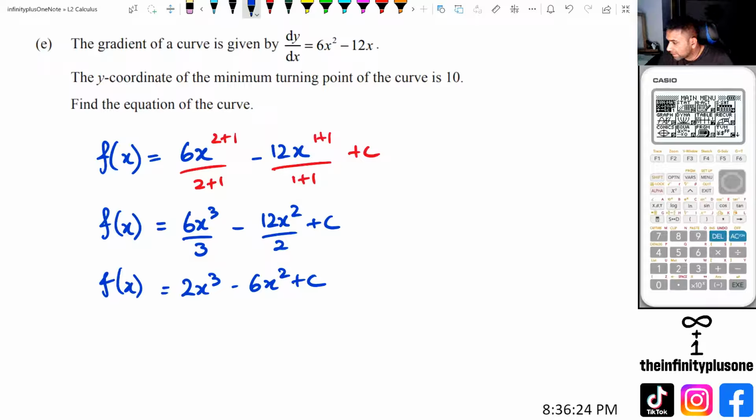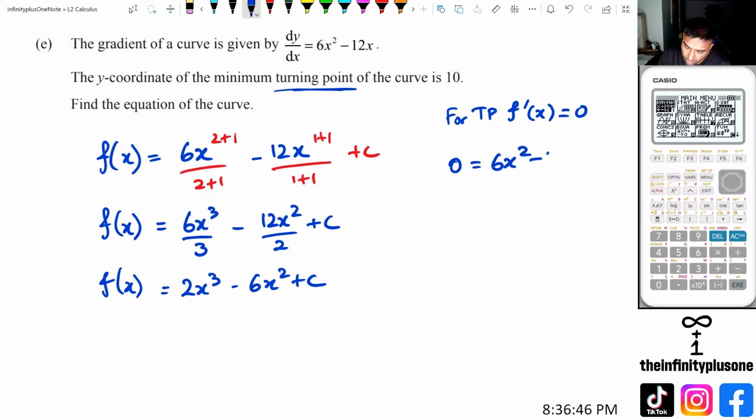Now to figure out what that c value is, it does tell us that the y coordinate of the minimum turning point is 10. Now we've got to figure out what the x values for the turning points are. For turning points, remember that f dash of x is equal to 0. So 0 equals 6x squared minus 12x. Factorizing this, I'm going to get 6x and x minus 2. Therefore, x is equal to 0, or x minus 2 equals 0, and x equals 2.